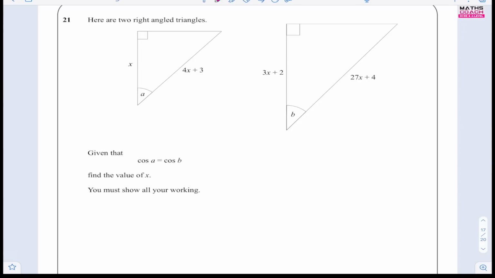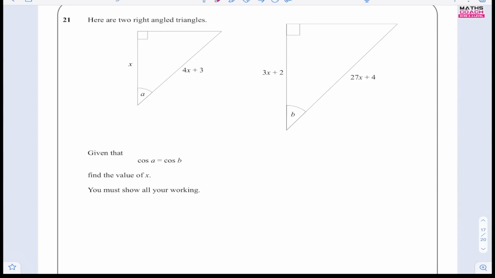Question 21. Here are two right-angled triangles. Given that cos of A is equal to the cos of B, find the value of x. Okay, so what do we have here? We have two triangles, and we've been given the two lengths right there, and also the two lengths right there. And we're told that the cos of A is equal to the cos of B.